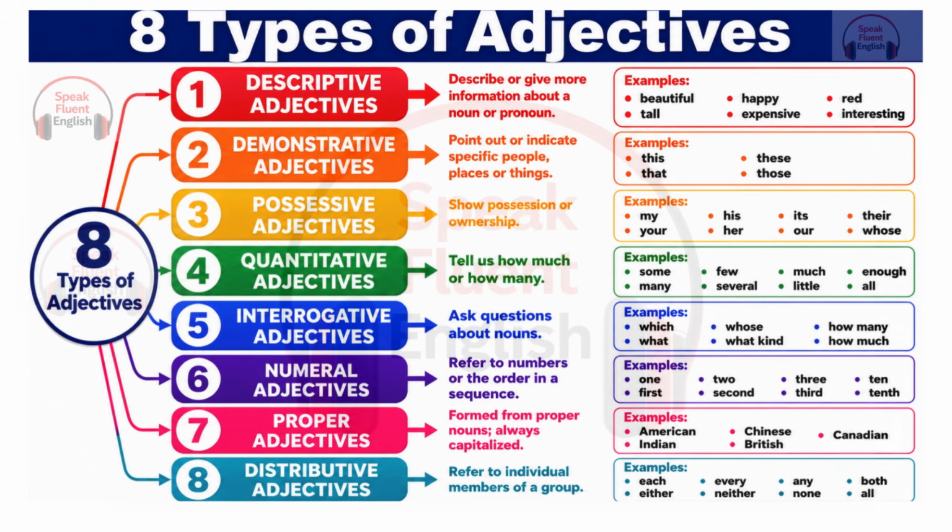Interrogative adjectives are used to ask questions about nouns. For example, which, what, whose, how many, what kind, and how much. Now let's practice some simple sentences together. Which? Which book do you want? Which color do you like?